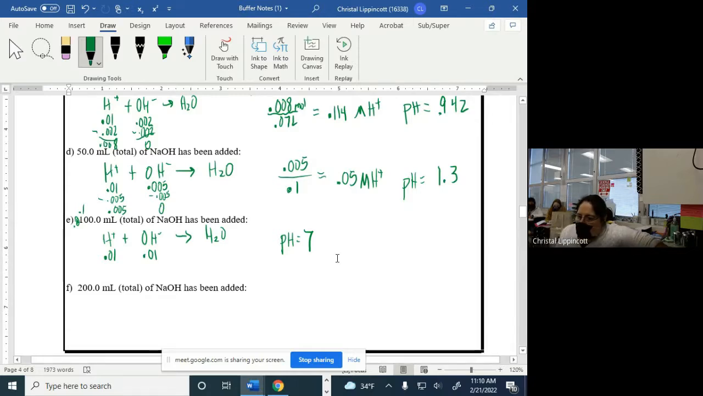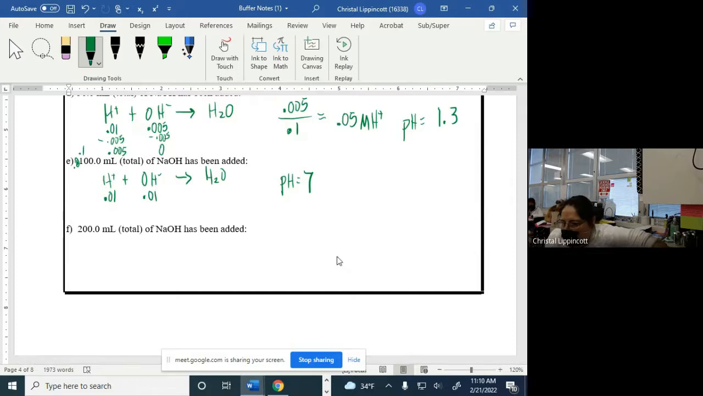Okay. Now we are going to add 200 mL total of NaOH here. So H+ plus OH- yields H2O. Here I am at 0.01, and here I am at 0.02. So this time I'm going to have the OH- left over, 0.01 molar of that left over. So this is 0.01 molar OH-.